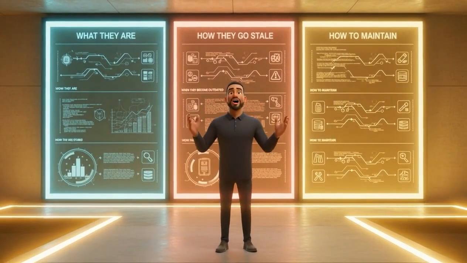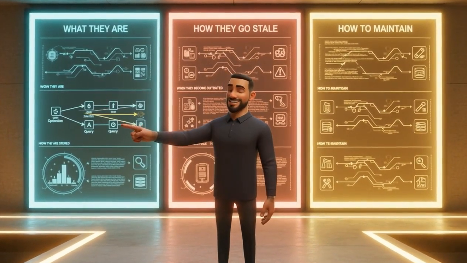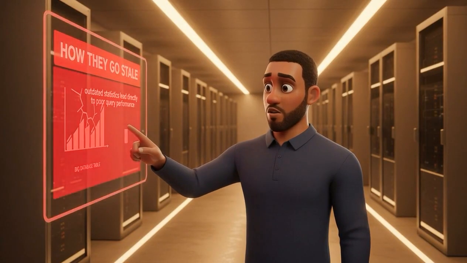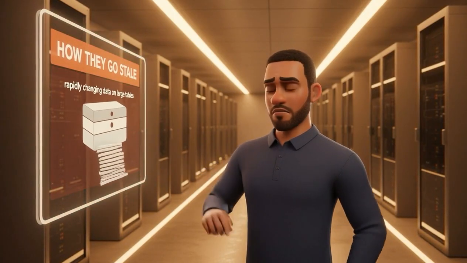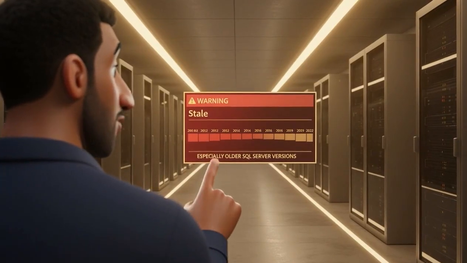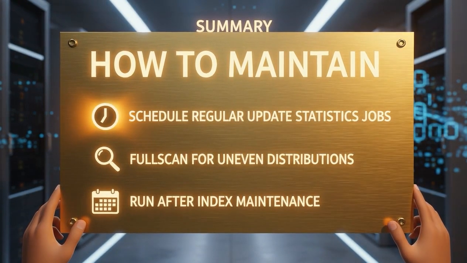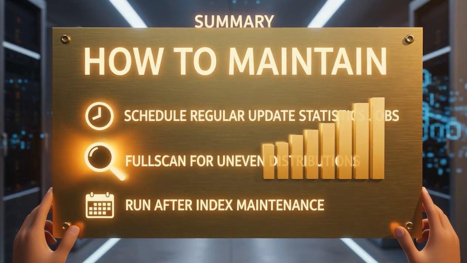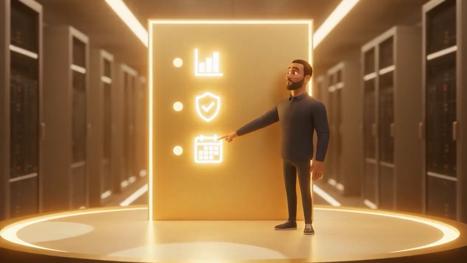And that's statistics and why they matter. To recap, statistics are histograms that the query optimizer uses to estimate row counts and choose execution plans, and outdated statistics lead directly to poor query performance. Statistics go stale because the auto-update threshold may not keep pace with rapidly changing data on large tables, especially in older SQL Server versions. And you keep statistics healthy by scheduling regular update statistics jobs, using FULLSCAN for tables with uneven data distributions, and running statistics updates after your index maintenance window.